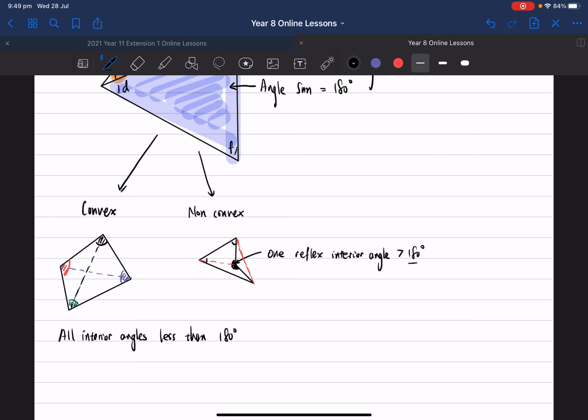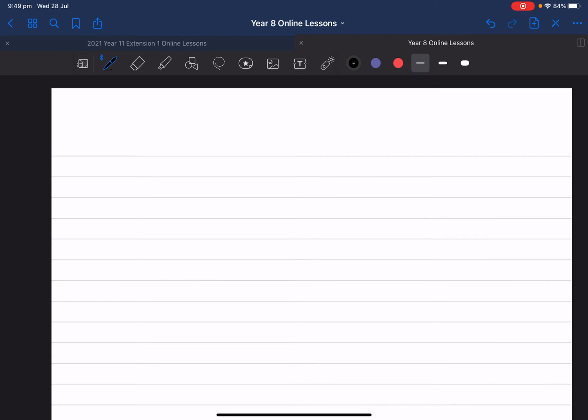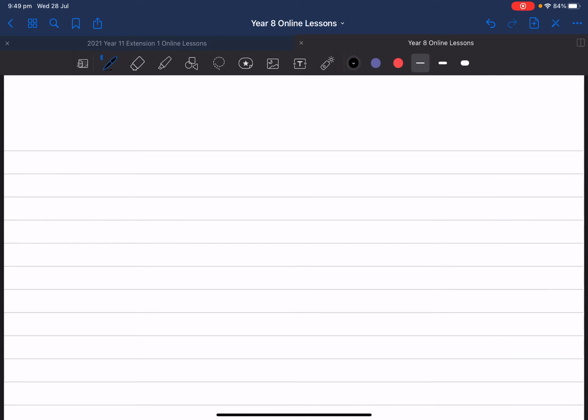All right, so that's the first thing you need to know. Next, we need to know about the special quadrilaterals and their properties. In the exercise, there's a table that you need to complete. You basically need to say yes or no for whether a certain property applies to certain quadrilaterals. So there are some special quadrilaterals.